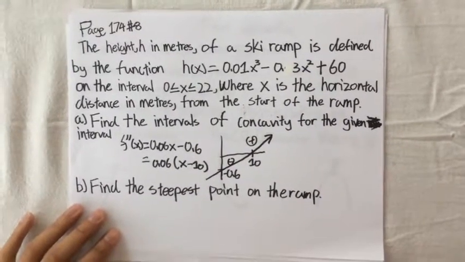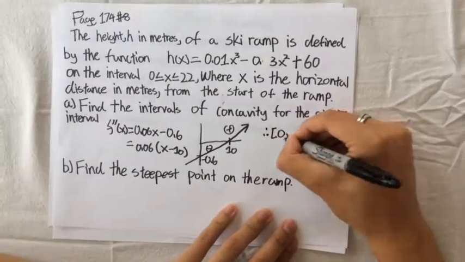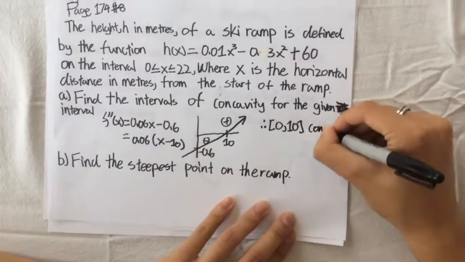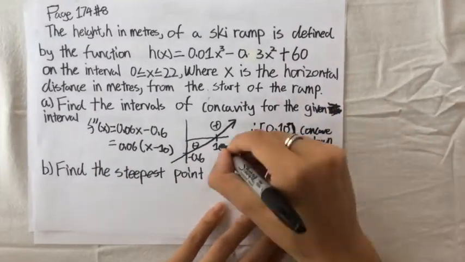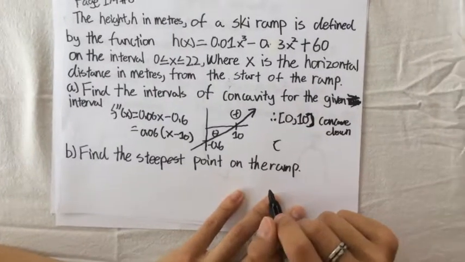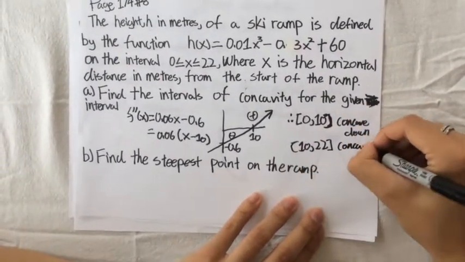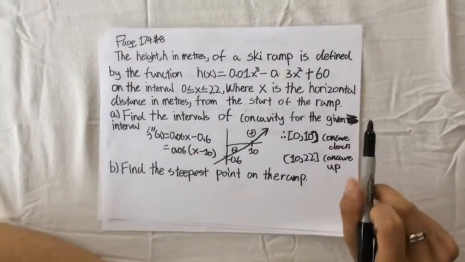So therefore, we can conclude that from the start of the ramp to 10 meters from the start of the ramp, it is concave down. And from 10 meters from the start of the ramp to 22 meters from the start of the ramp, it is concave up. Now the second question asks us for the steepest point on the ramp.